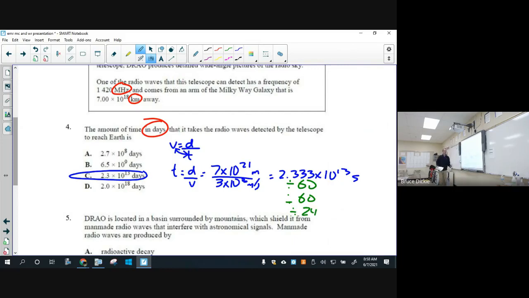So seconds to minutes, divide by 60 because there's 60 seconds in a minute. Minutes to hours, divide by 60 again because there's 60 minutes in an hour. And then divide by 24 to go from hours to days because there's 24 hours in a day. So the answer is not 2.3 times 10 to the 13. That would be seconds. The answer is 2.7 times 10 to the 8 when we do that math.